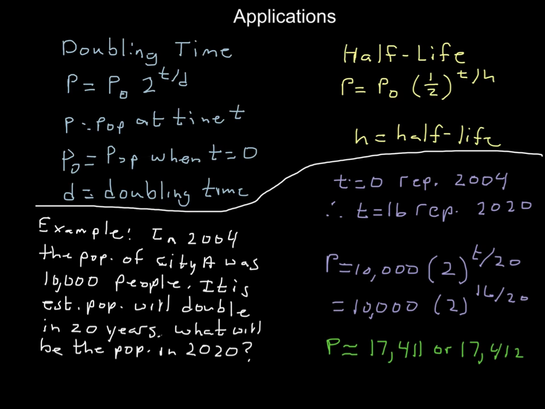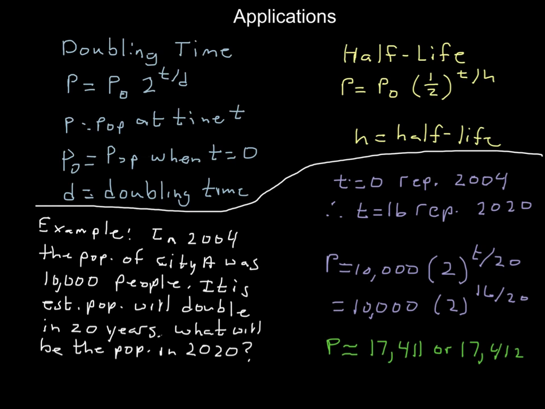When we talk about half-life, the half-life problem has two changes. Notice that the base that we're using is 1/2 instead of 2. We've switched that, which makes sense because over here we were doubling, and now we're doing a half-life. The other thing is, instead of D, which represented doubling time, now we have H, which represents the half-life.